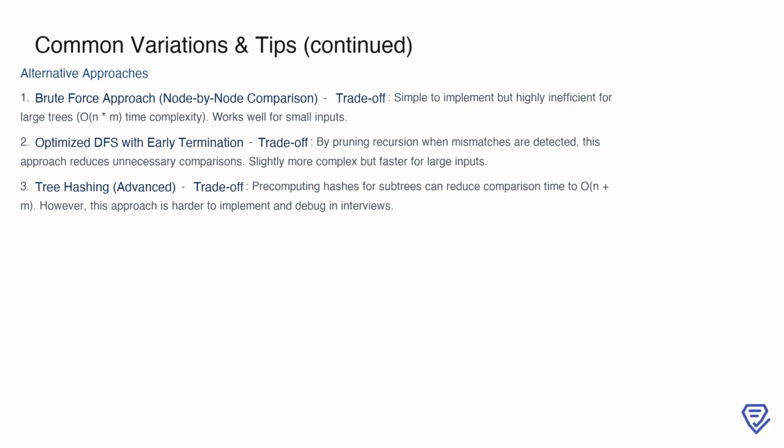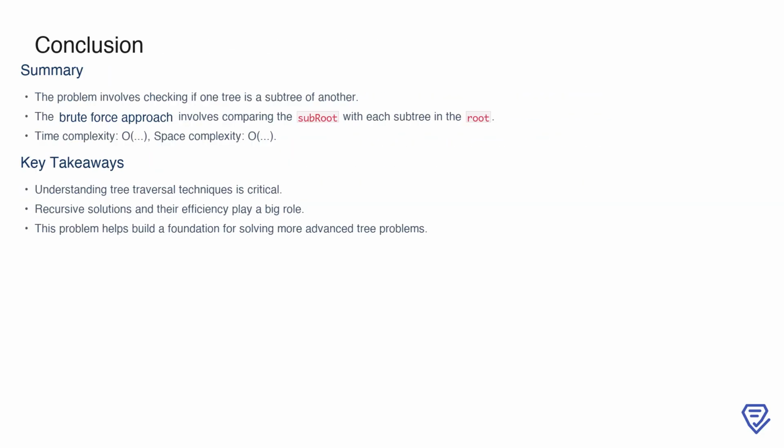For those looking for a more advanced solution, tree hashing is an interesting option. By pre-computing hashes for subtrees, you can significantly reduce comparison time to O(n plus m). That said, this method is harder to implement and debug, which might make it less practical in an interview setting unless you're highly confident with the technique. Each of these approaches has its strengths and weaknesses, so it's important to choose the one that best fits the given constraints and scenario.